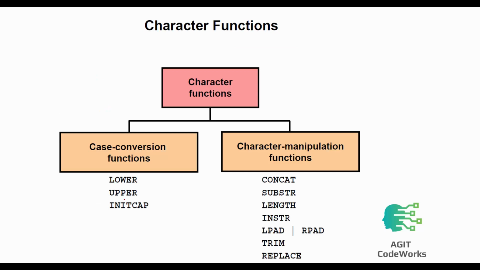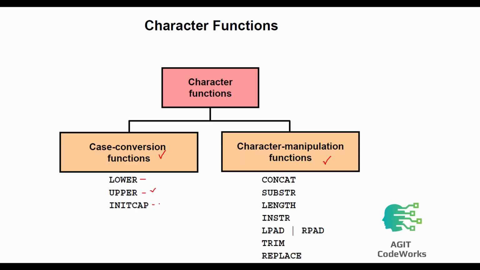Now for character functions, there are two types. First of all, we have case conversion functions and then character manipulation functions. The case conversion functions are lower, upper, and initcap. The lower function would convert string data or character data to lowercase. There are diverse ways this can be used. We'll look at that in the practical session. The upper function, you guessed it, converts to uppercase. The initcap function converts to initial capital letters.